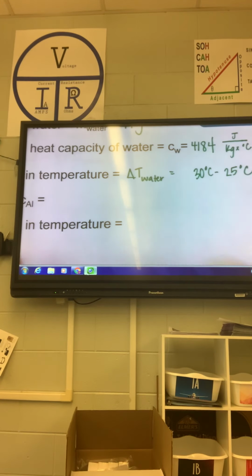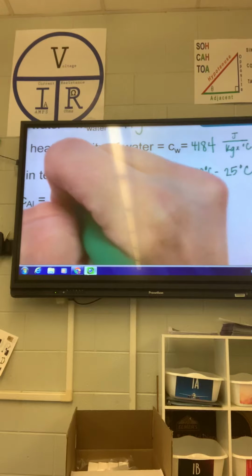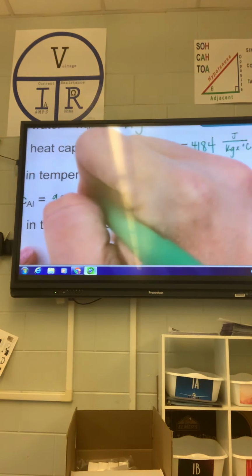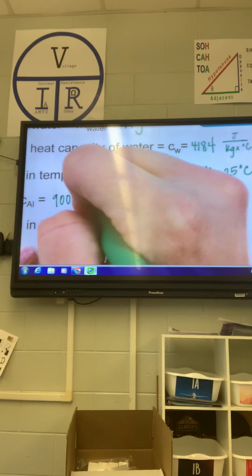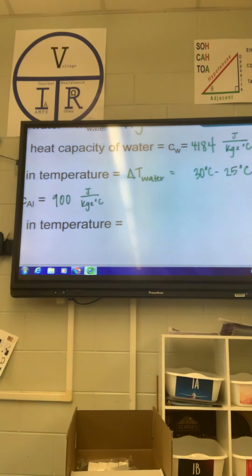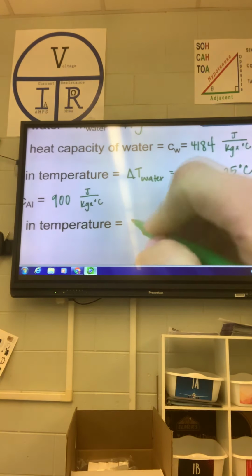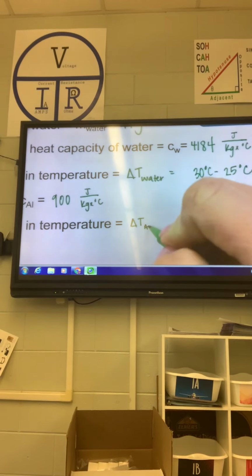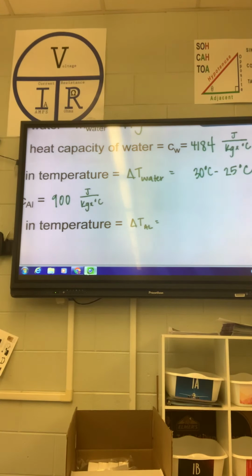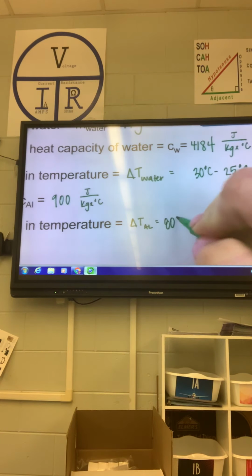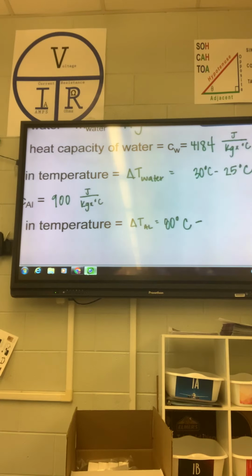Then the heat capacity of aluminum is 900. And the unit, again, you're not ever going to have to do anything with this, but I want you to see it again. And now my change in temperature for the aluminum. What's the aluminum starting at? 80 degrees Celsius. And what's it going to get to? 30. So my change in temperature is 50 degrees Celsius.